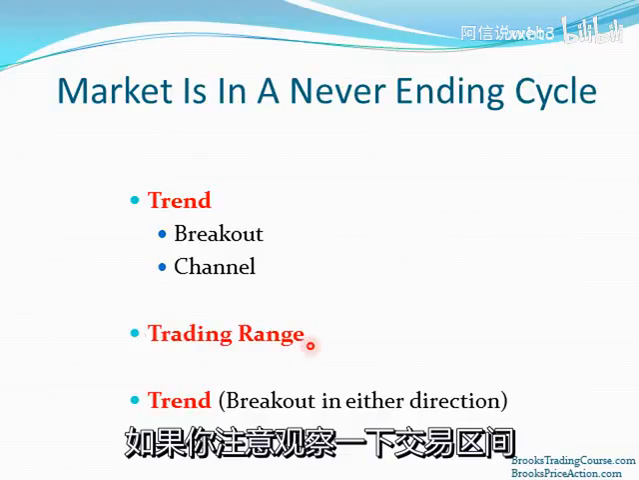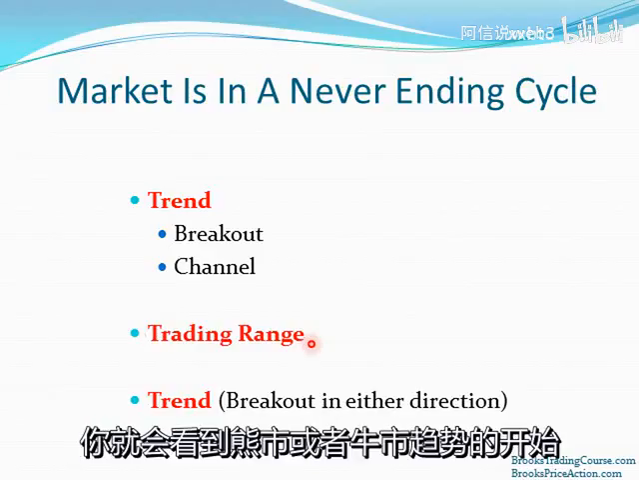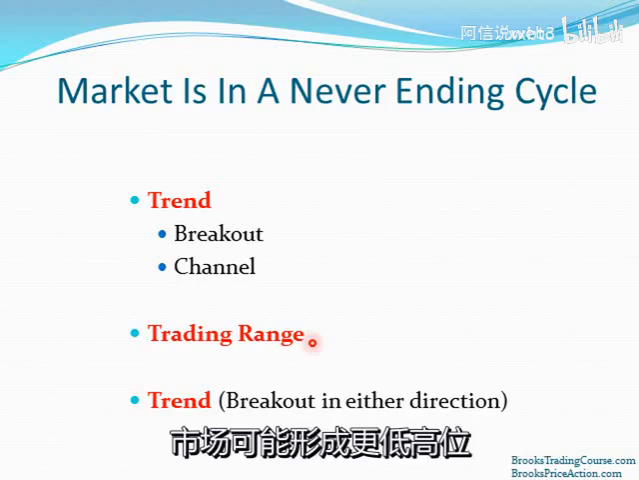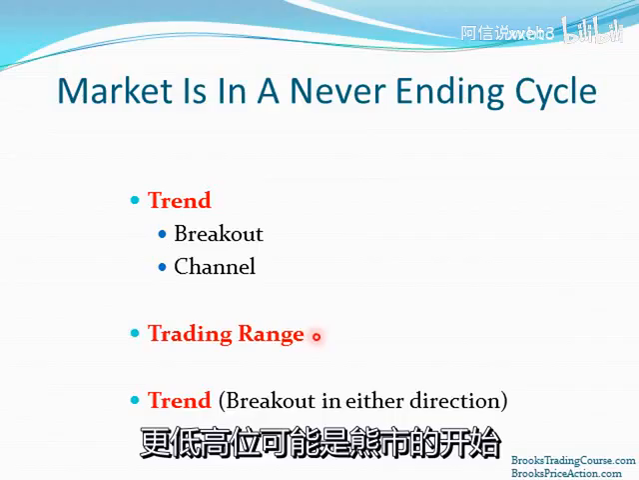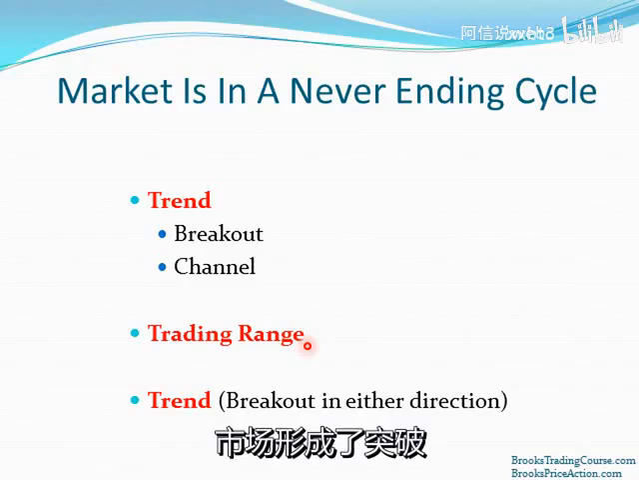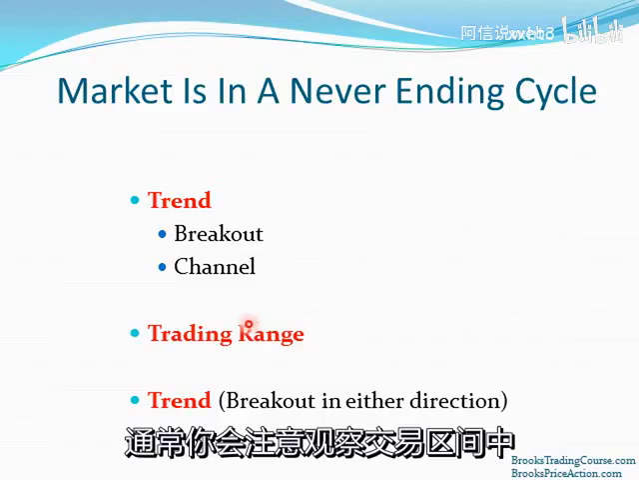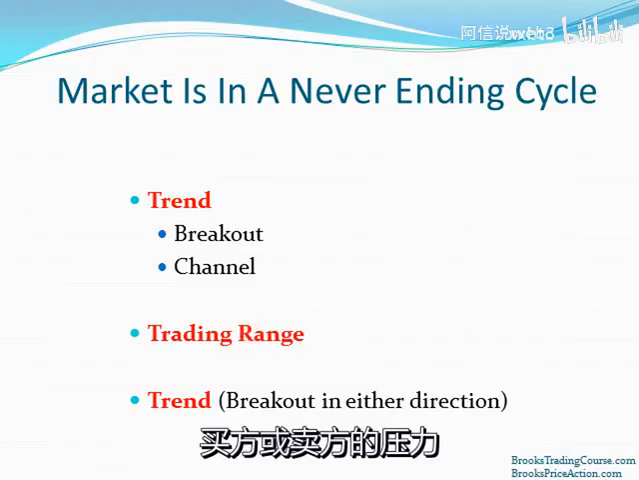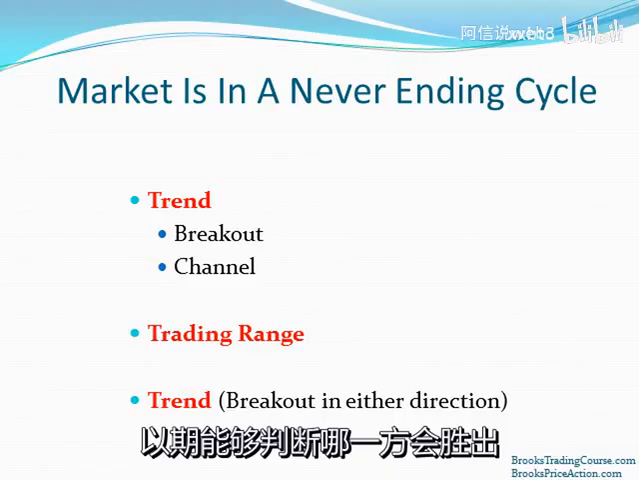And if you look at any trading range, you can usually see the beginnings of both a bull trend and a bear trend. The market may have a lower high and it may have a higher low. The lower high may be the start of a bear trend. The higher low may be the start of a bull trend. And at some point, the market breaks out and one side wins. Usually, you look for signs of buying or selling pressure within the trading range to get an idea of which side is more likely to win.